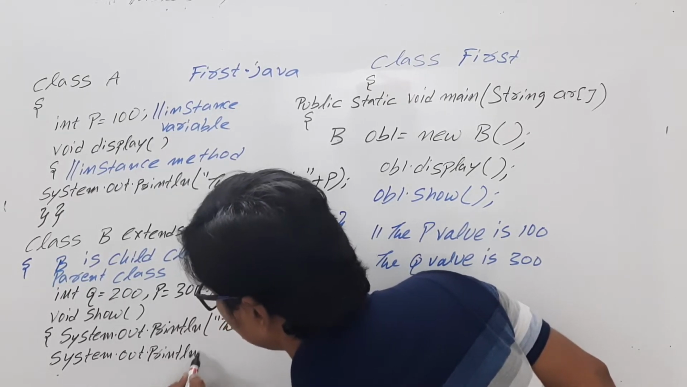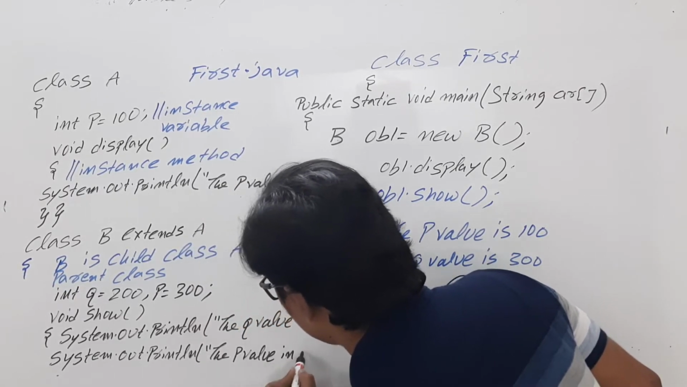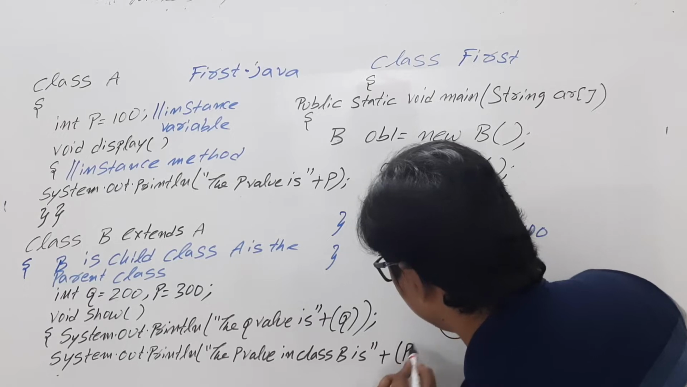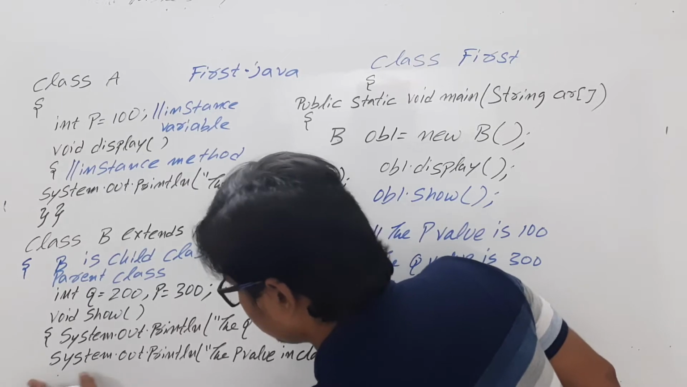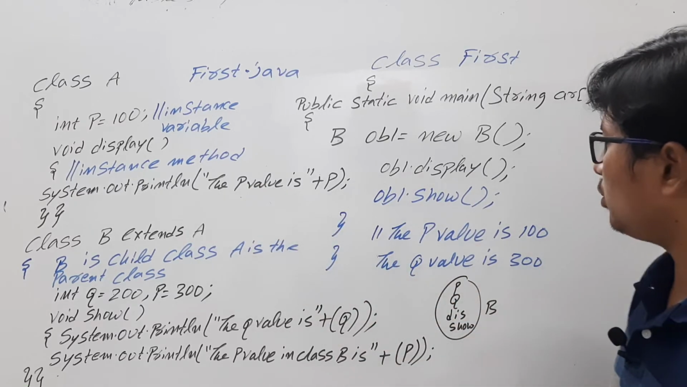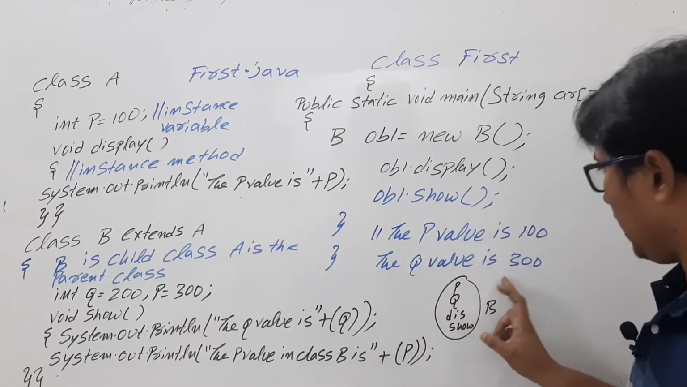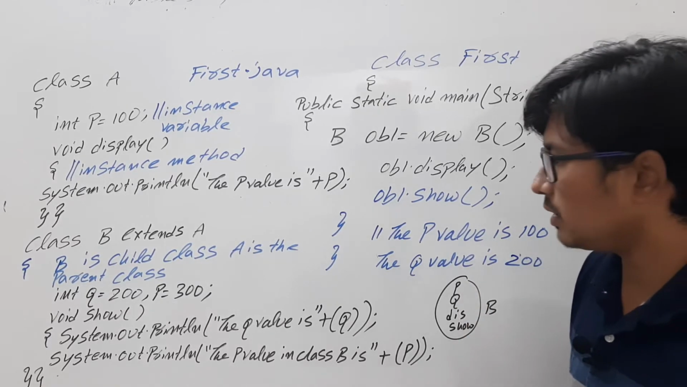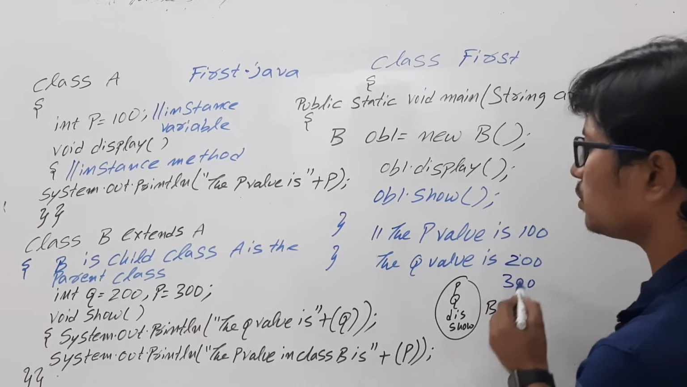The P value in class B is, okay, I can write plus P. Okay, end the method called show and end the, I hope it is visible for you. Now if you end with a semicolon and if you run this program, you will get the output as you are calling the display method. You will get the P value is 100 and then Q value is 300. Q value is now 200. Okay, the Q value is 200 and then the P value in class B is 300. This is the output you will get.